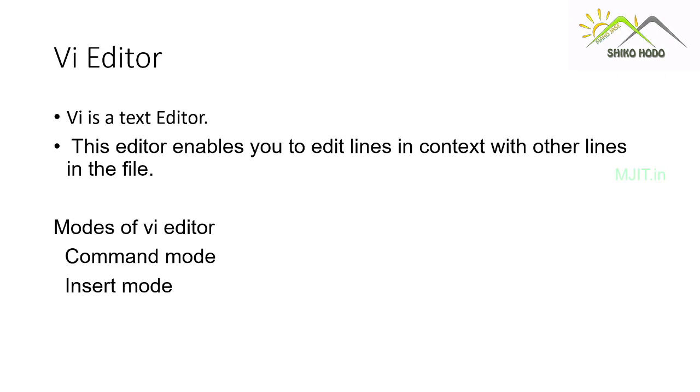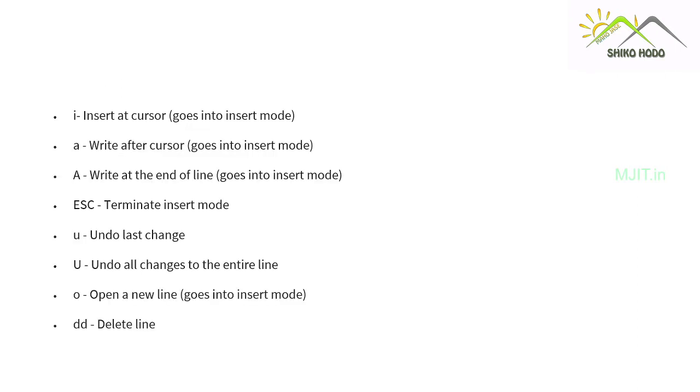Mostly we use this VI editor to edit our configuration files, to make some entries, for example your fstab entries or other configuration file entries, where most of them use the VI editor. There are two modes in the VI editor. One is command mode and another is insert mode, and you can save and exit. Before going to the hands-on, yesterday we saw what options are available in our VI editor.